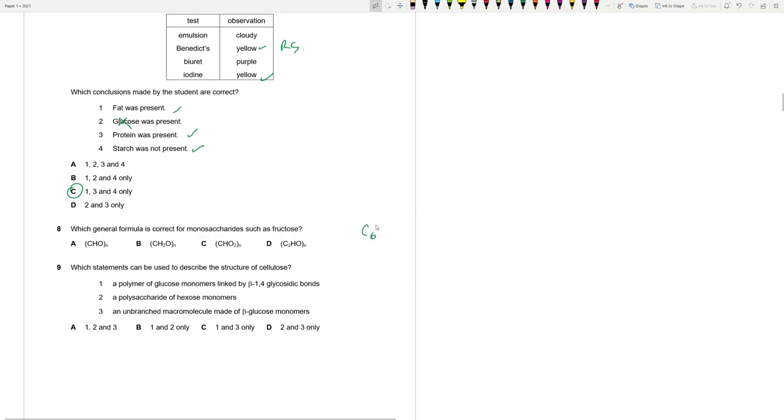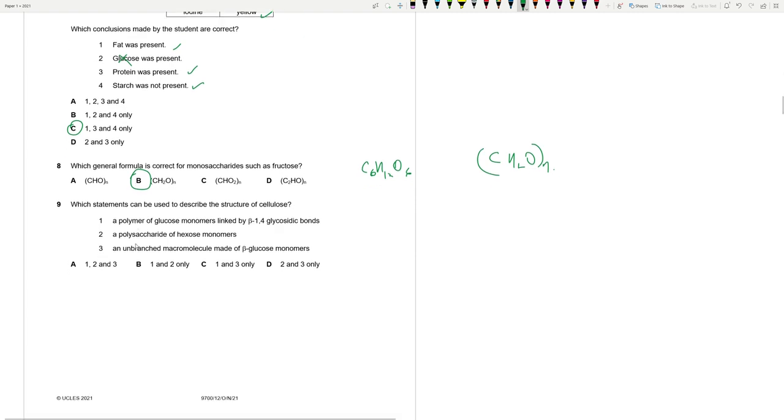Okay, which general formula is correct for monosaccharides such as fructose? Okay, so we have C6H12O6. Now we're talking about monosaccharides, right? So the ratio of monosaccharides will always be like it's always H2O. Okay, so it's like this: C H2O followed by N. This is for a monosaccharide. Okay, we have to conserve that ratio of water, the 2:1 ratio. Okay, that's the basis of a carbohydrate.